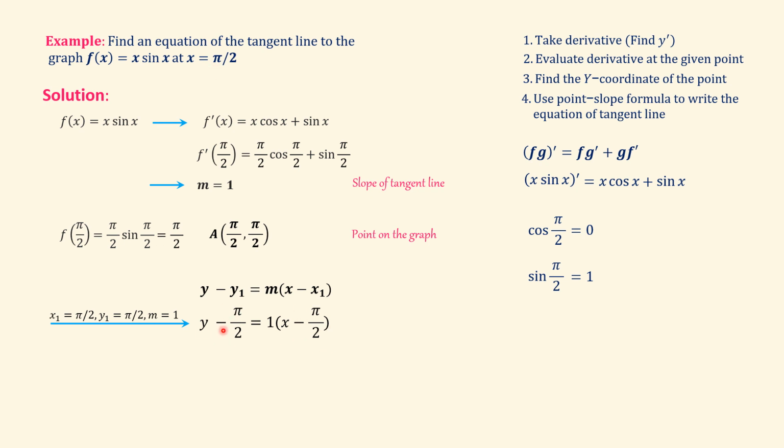And you can leave the equation in this form. But usually we prefer to isolate y, or in other words, we prefer to write the equation in the slope-intercept form. If I multiply 1 in this parenthesis, nothing changes. So I can write this answer in the form of y minus pi over 2 equals x minus pi over 2. And now if we add pi over 2 to both sides of this equation, we can get rid of these two terms. And finally we have y equals x. This is the simplified form of the equation of the tangent line to this function at this point.